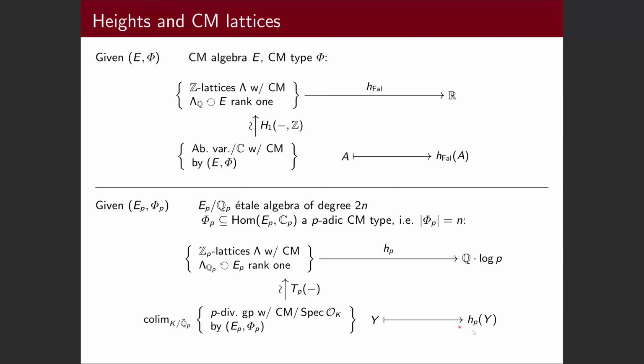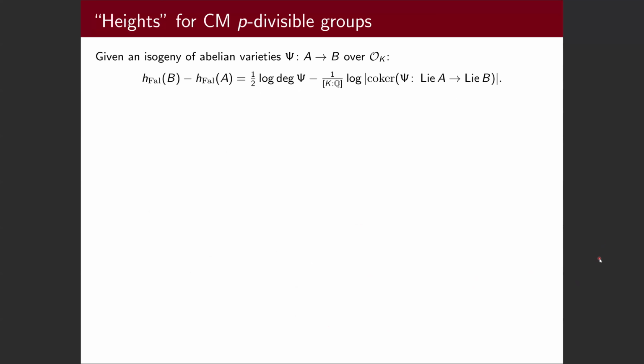Okay, and so eventually this is what I'll compare with the orbital integrals. So let me try to explain what this is. Before giving the definition, to motivate, I want to explain a classical formula of Faltings for how to compute the difference of Faltings heights between isogenous abelian varieties.